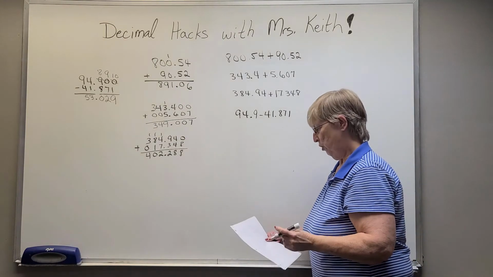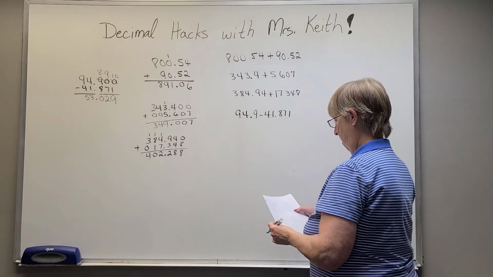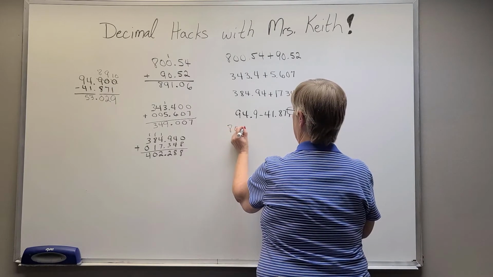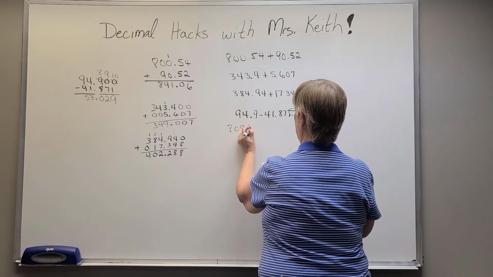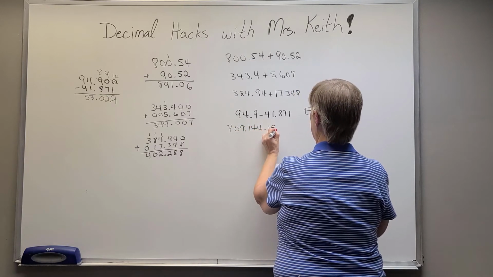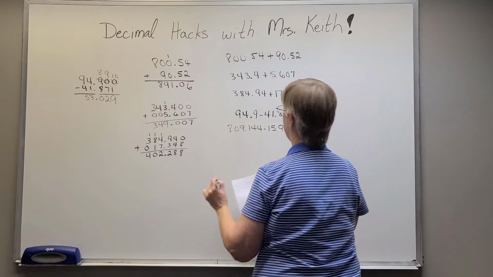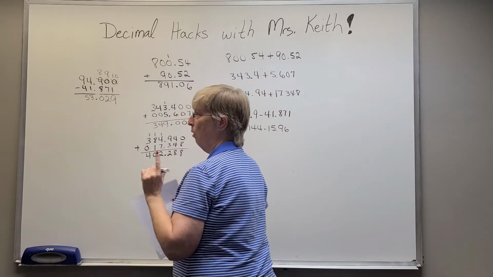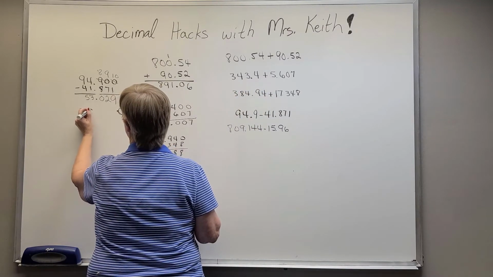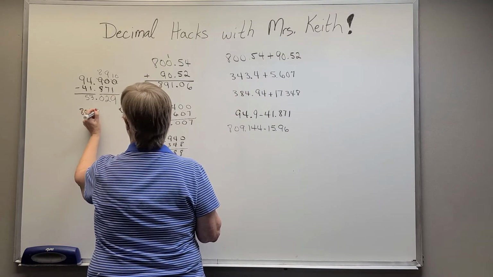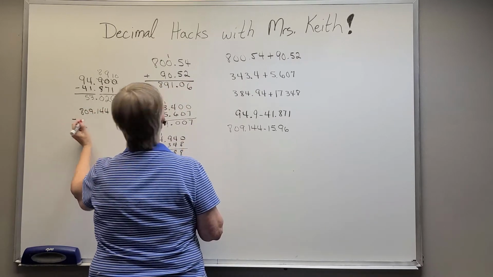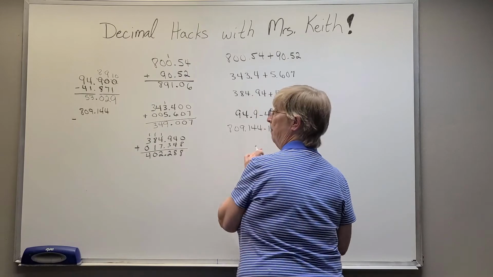Now, let's do a second one. We have 809.144 minus 15.96. Okay, so again, we start with the first number and put it on top. We've got 809.144 minus 15. Remember, we've got to line up the decimal.